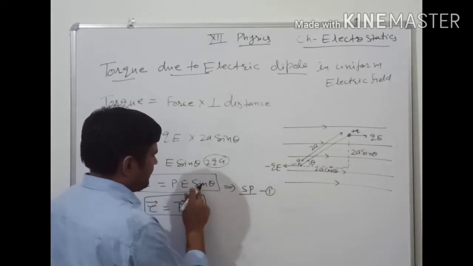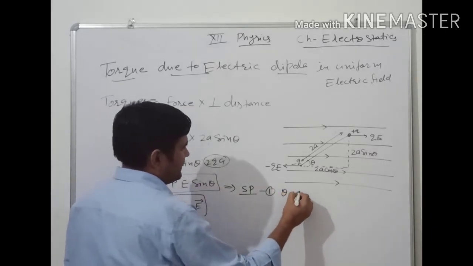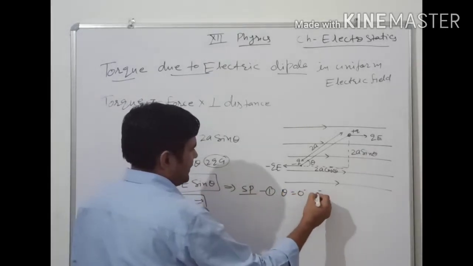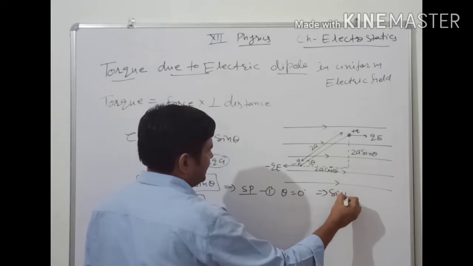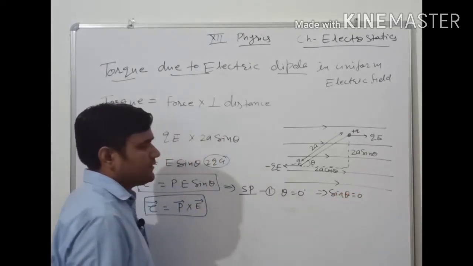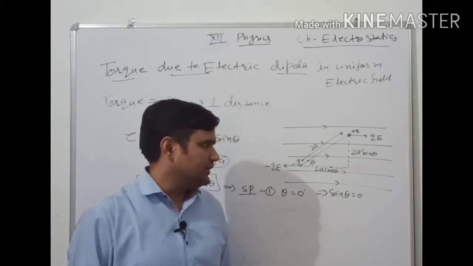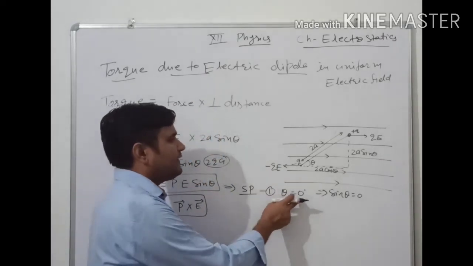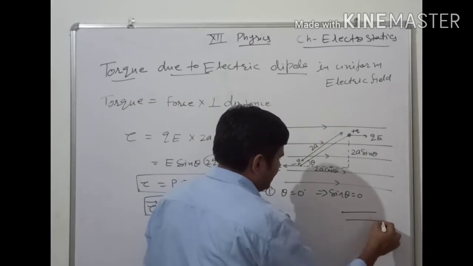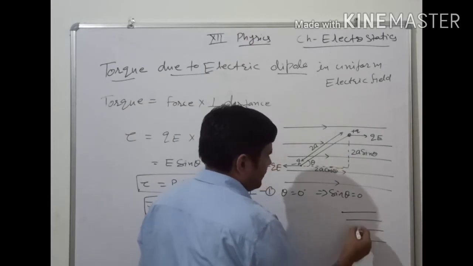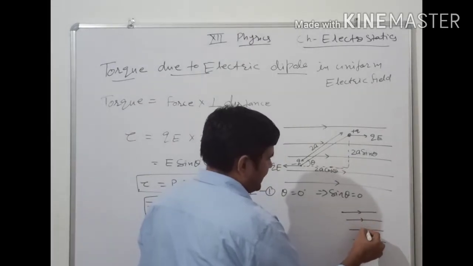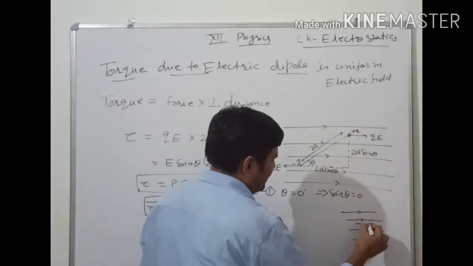Here we are considering a few assumptions or special cases. First case: if theta equal to 0 degree, it implies that sin theta is equal to 0, because the value of sin 0 is 0. The meaning of theta equal to 0 degree is that the electric field and our electric dipole are placed like this.